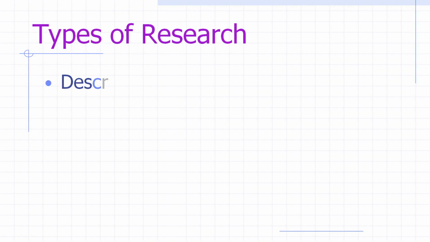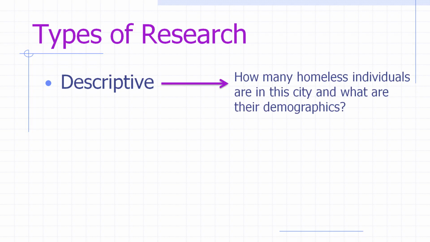One type is descriptive. This is where we're kind of, as the name suggests, trying to describe a particular situation or phenomenon or problem or what have you. So an example research question for a descriptive study would be, how many homeless individuals are in this city and what are their demographics? So in this study, the researcher is just trying to get a description of what the homeless population looks like. They're not trying to answer any question of why they're homeless or anything like that, just trying to give a picture of maybe a new homeless or a rise in homelessness in a particular city.